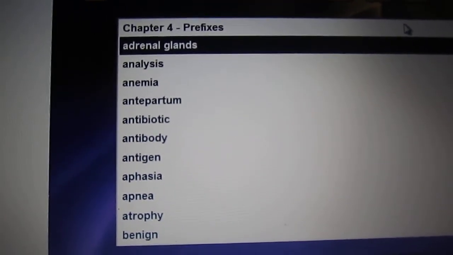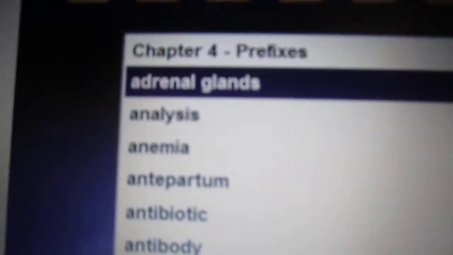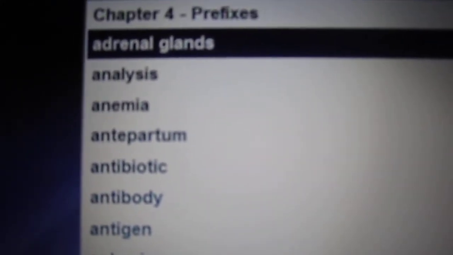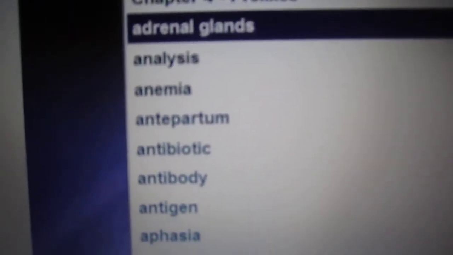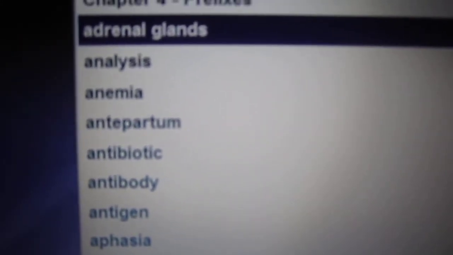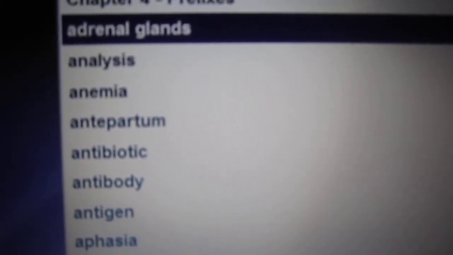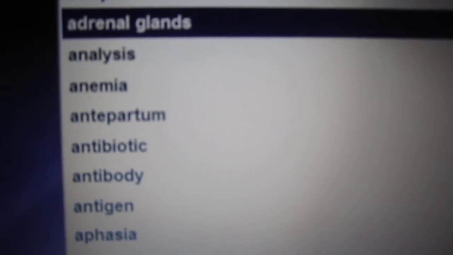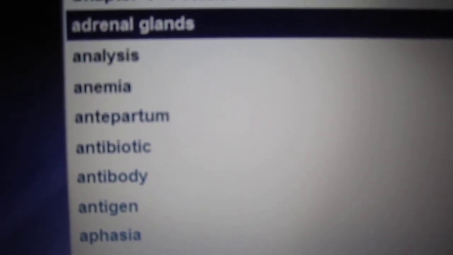Renal means pertaining to the kidney. Adrenal, then, is pertaining to toward the kidney. The adrenal glands are two endocrine glands, one on top of each kidney. They secrete hormones, one of which is adrenaline, also called epinephrine.